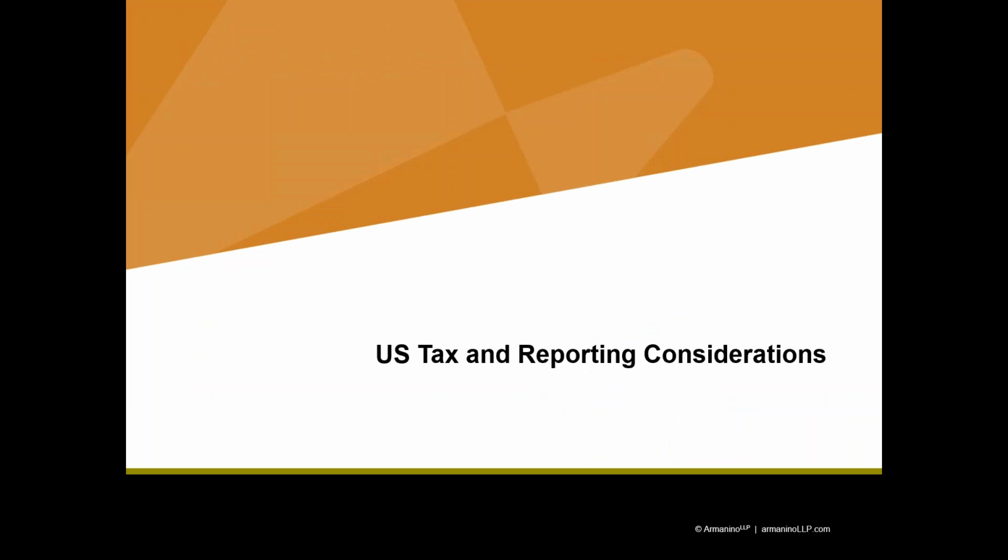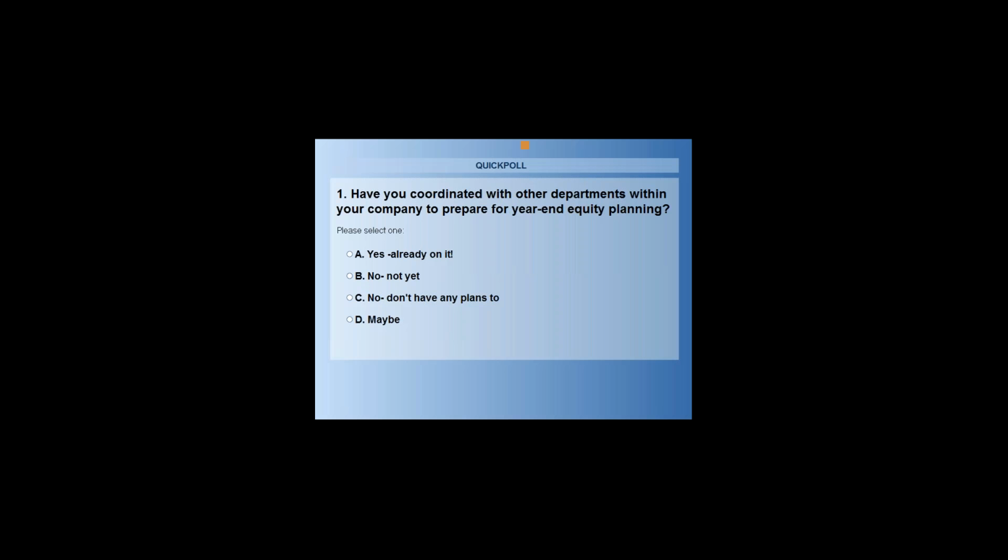Yeah, and we're going to go ahead and jump into U.S. tax and reporting considerations, and we're going to actually start off with a polling question. Have you coordinated with other departments within your company to prepare for your year-end equity planning? A, yeah, you're already on it. B, no, not yet. C, no, you don't have any plans to. Or D, maybe.